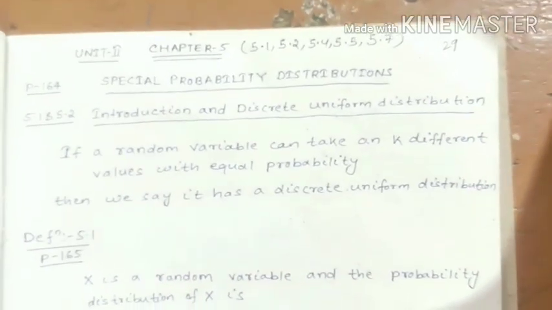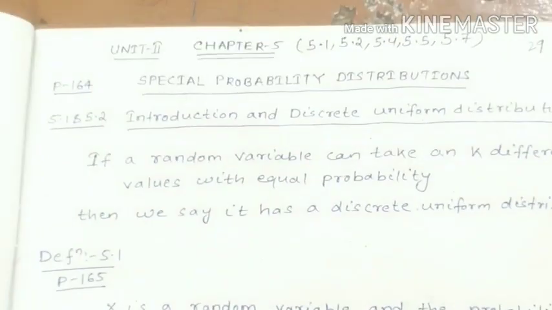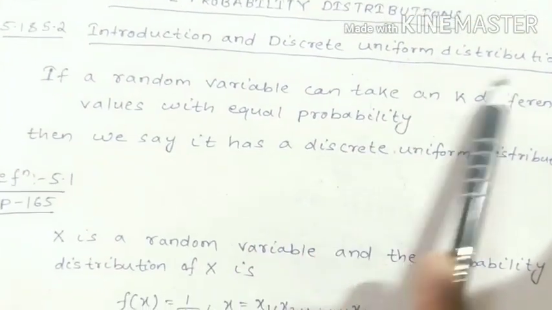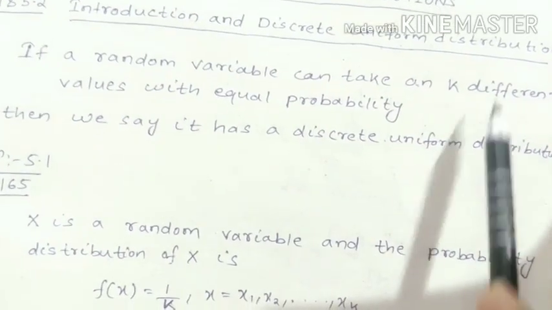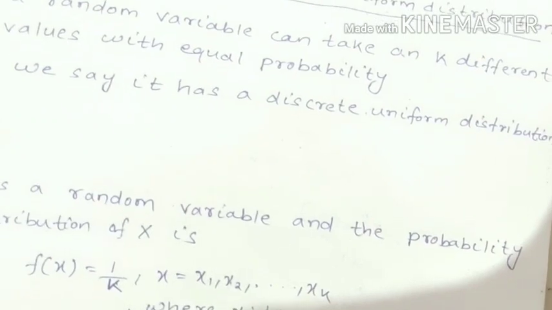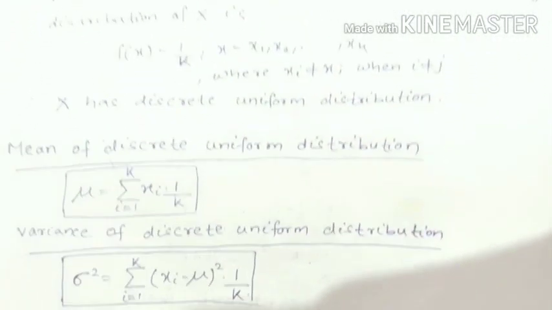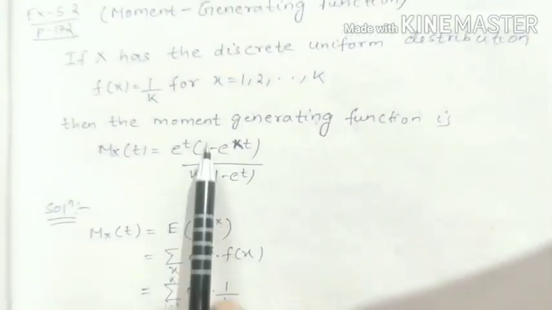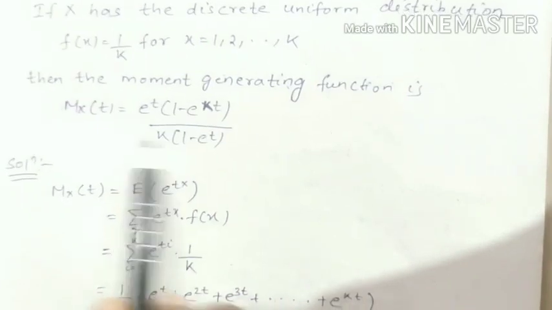Special distributions. For the discrete case, the uniform distribution can be taken. For the uniform distribution, the mean and variance can be found out. Mu is equal to summation xi into 1 by k, sigma square is summation xi minus mu whole square into 1 by k. The function M x of t is equal to e to the power t whole into 1 minus e to the power k t whole, divided by k into 1 minus e to the t. It is a very easy proof; you have to see the proofs.